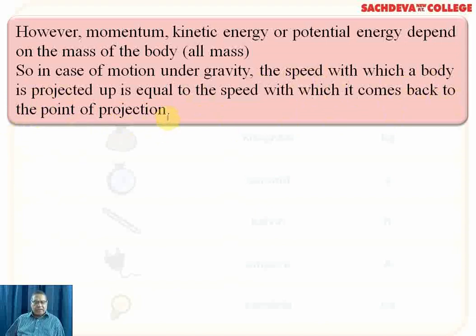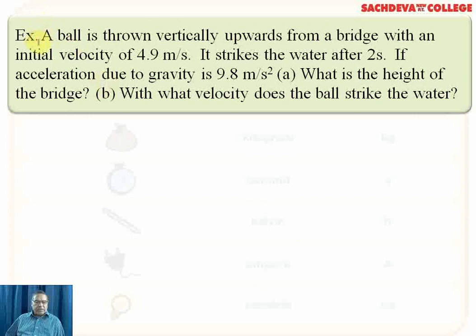That is, the time of ascent must be equal to the time of descent. Now there is a certain example: a ball is thrown vertically upward. The moment we find that it is upward, g must be negative, and u is decreasing, and finally v will become 0.